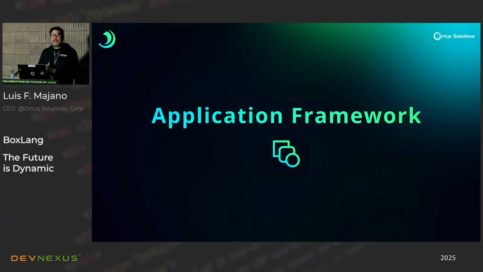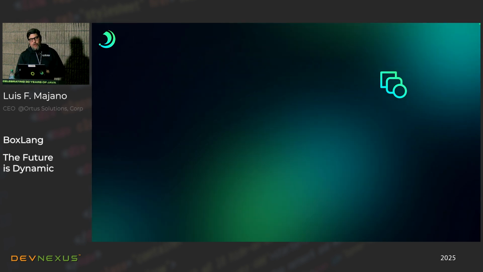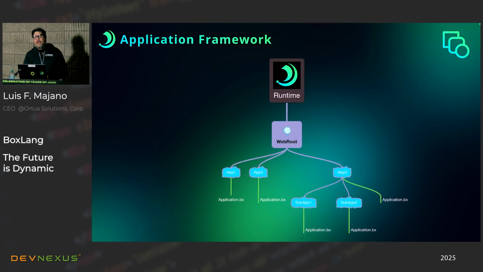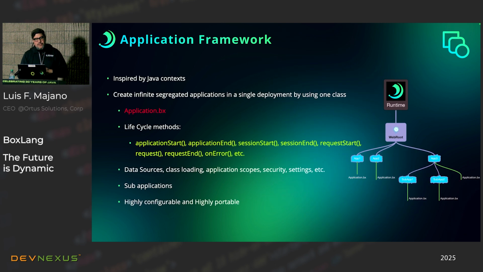We also created the concept of an application framework for you when you're building applications, whether from the CLI or web applications. This example is the runtime for a web root, and you can have many sub-applications using a single file called application.bx. This is inspired by Java context. And this gives you an infinite segregated application deployment strategy within your same app, and each application.bx has different life cycles.